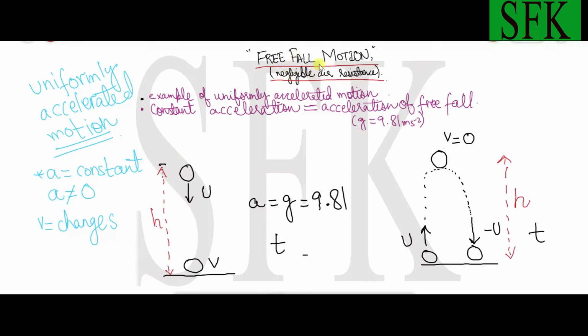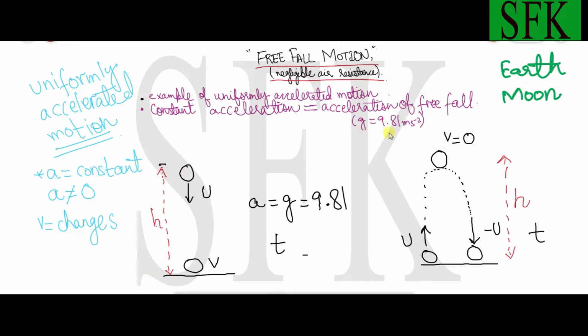Free fall motion is a motion in which the acceleration is constant, which is actually equal to the acceleration of free fall. It is an example of uniformly accelerated motion. This acceleration of free fall changes from planet to planet. Basically, Earth will have a certain value of acceleration of free fall. Moon will have a different value. A different planet has a different value of acceleration of free fall.